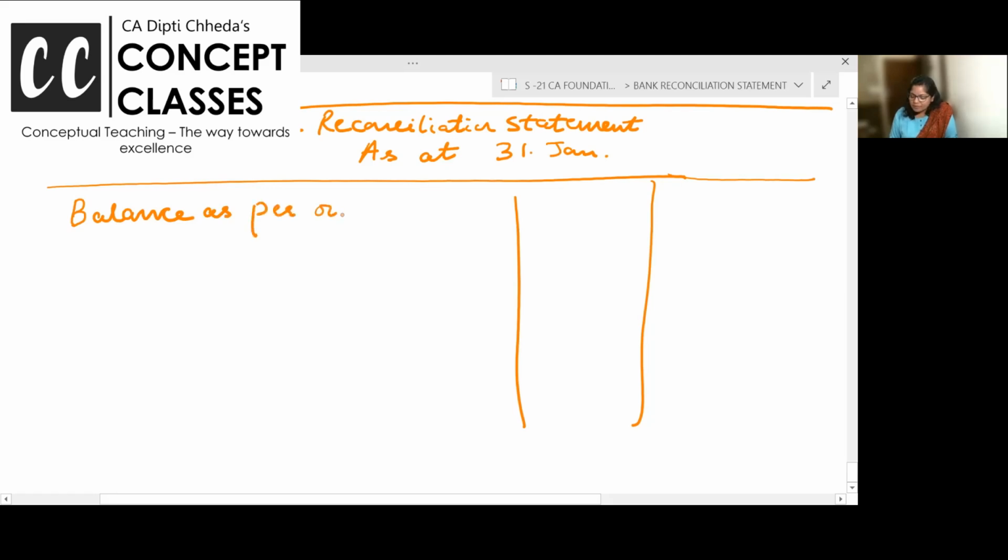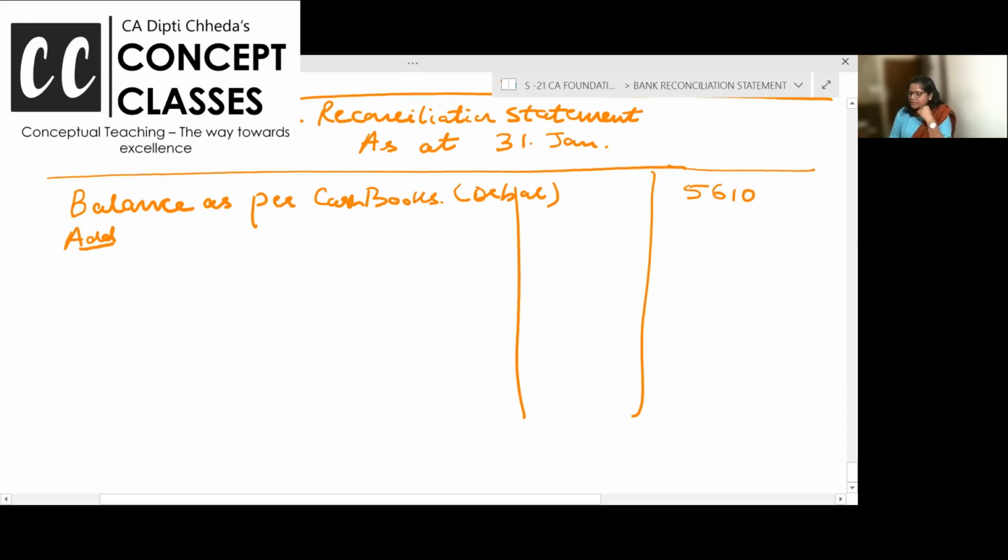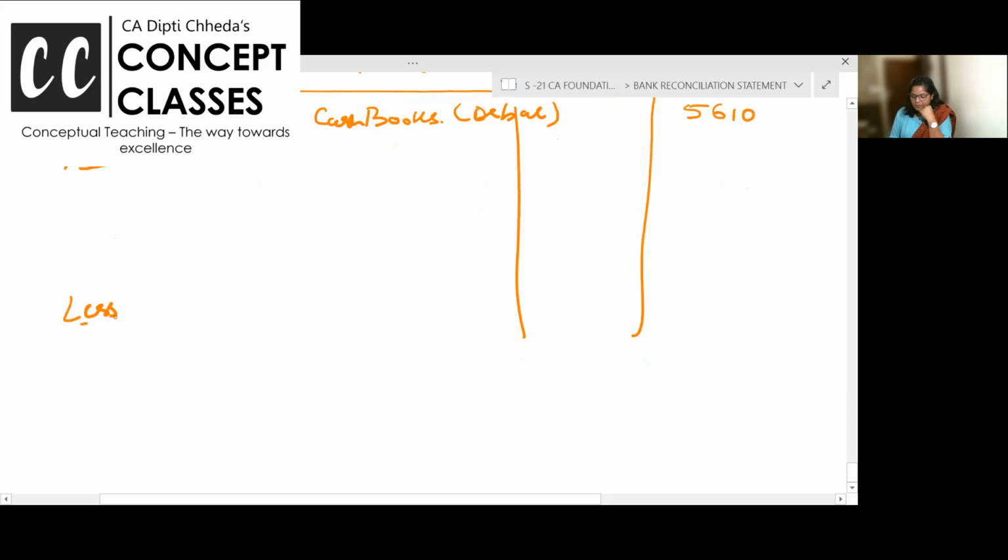Balance as per our books, 5610. Balance as per our books, I don't like writing that. Cash book. And it is which balance? Debit balance. 5610 debit balance. Now some add, some less. Yes, start from the debit side, items which are unticked that we will take.